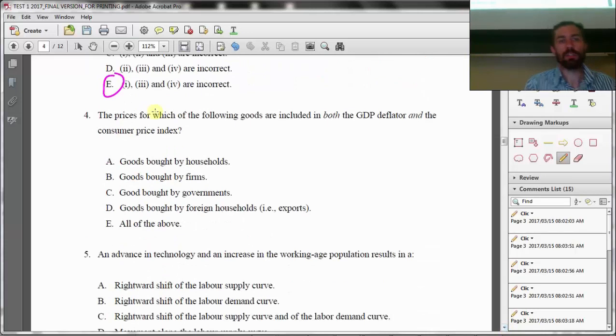Question number 4: the prices for which of the following goods are included in both the GDP deflator and the consumer price index? So goods bought by households, right? That goes into both because obviously the consumer price index is all about the goods that households buy. Goods bought by firms won't necessarily go into the CPI. Goods bought by governments don't necessarily go into CPI. Foreign households, again, don't necessarily go into CPI. So the only thing we've got is A.